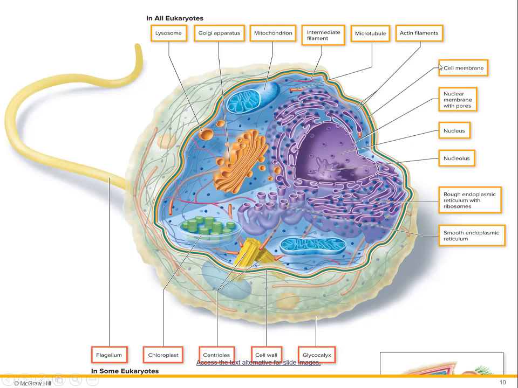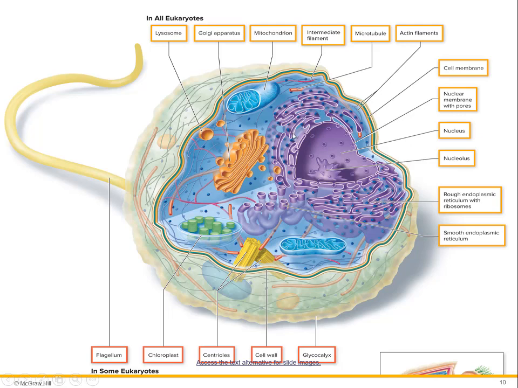In all eukaryotic cells, you'll see this yellowish orange color. They're found in all eukaryotic cells, but these ones in red, the cell wall, the glycocalyx, the centrioles, the chloroplast, the flagellum, those are all found in some eukaryotes, but not all.